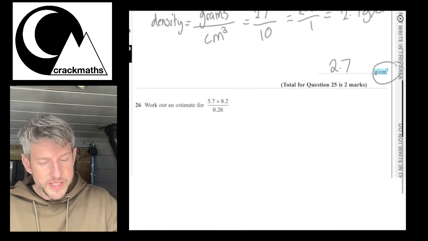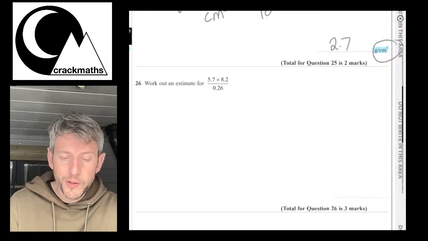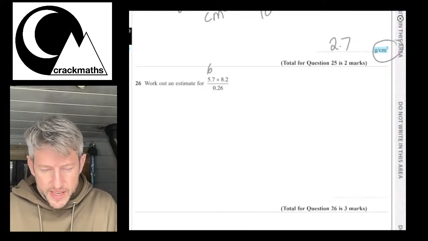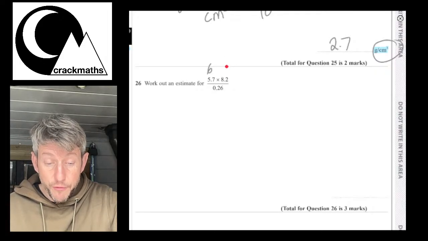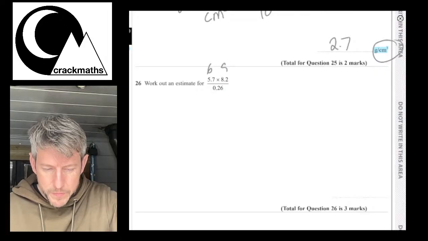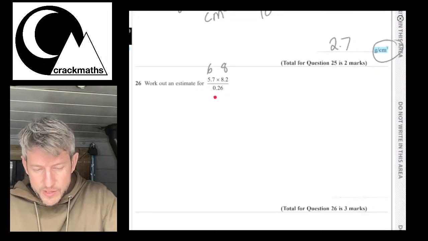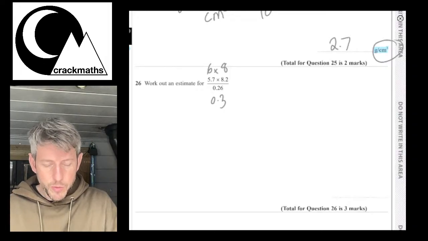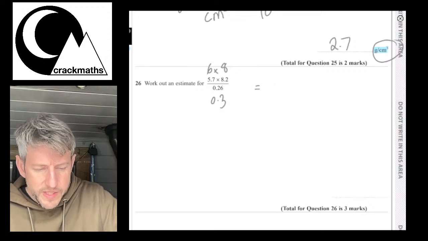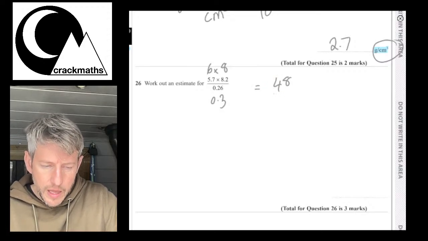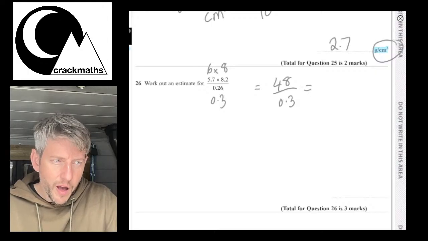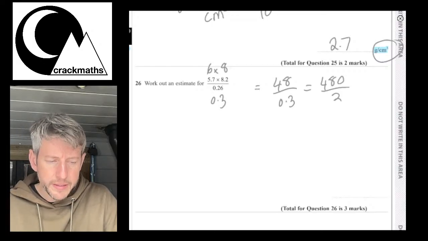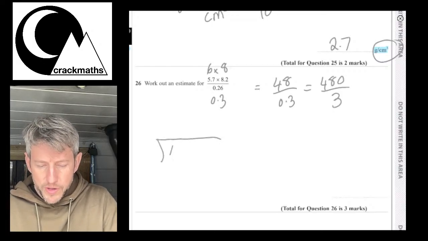Okay, question 26. Work out an estimate for this calculation here. So 5.7 is roughly 6. 8.2 is roughly 8. 0.26 is roughly 0.3. Okay, so let's do what we can. 8 times 6 is 48 over 0.3. I'm going to times both of these by 10 to say that that is 480 over 3. And now I'm going to do 480 divided by 3.